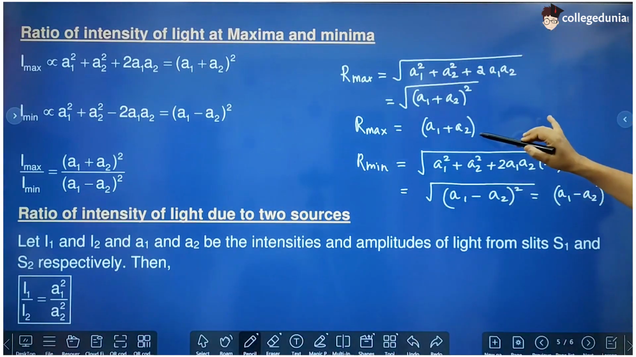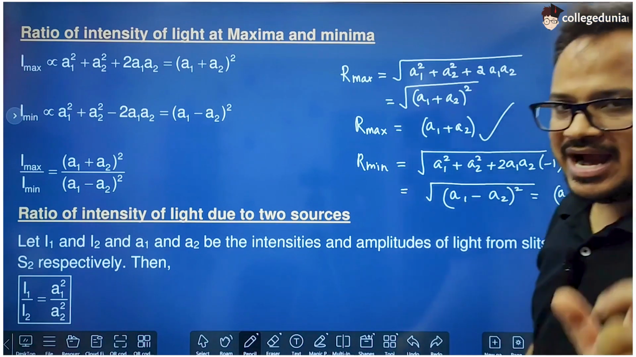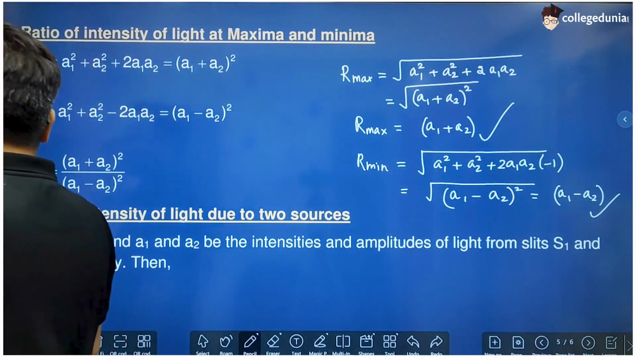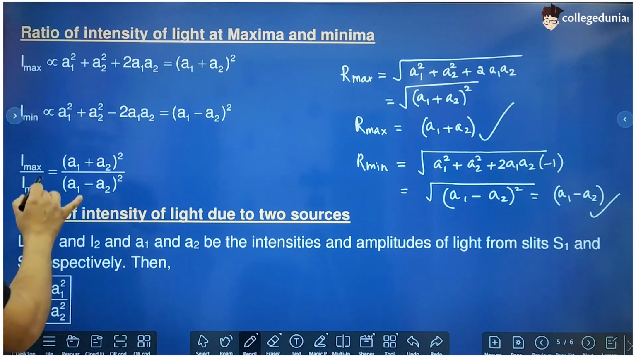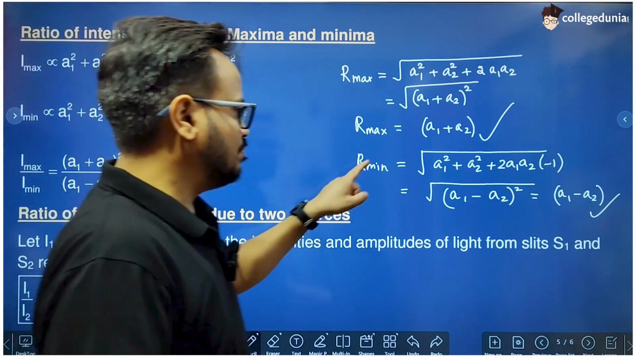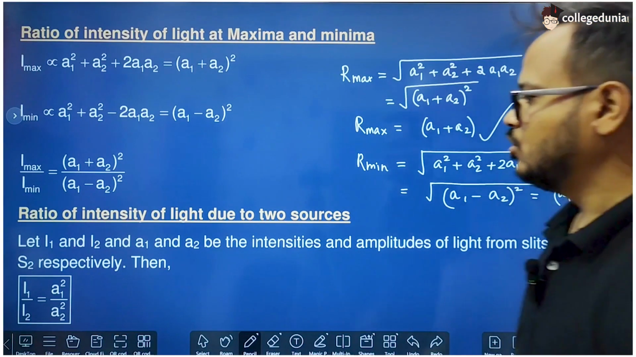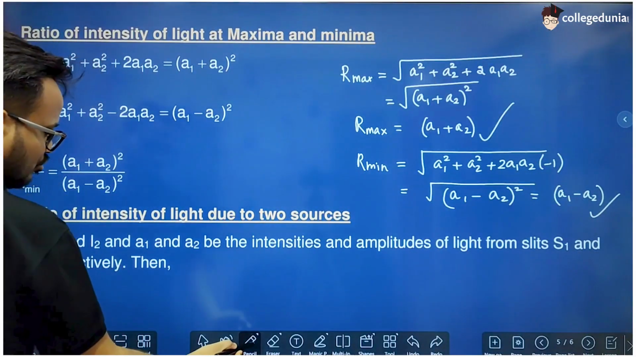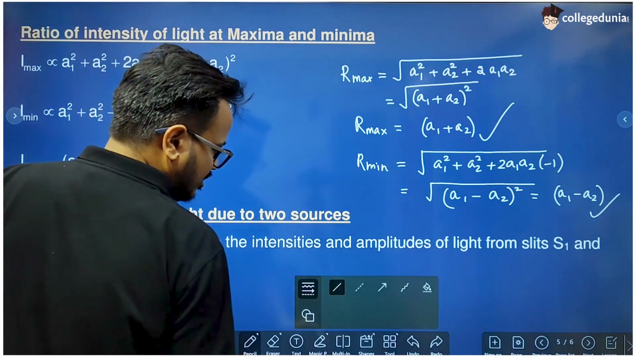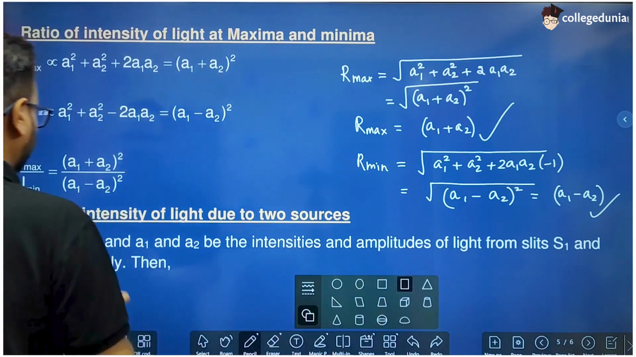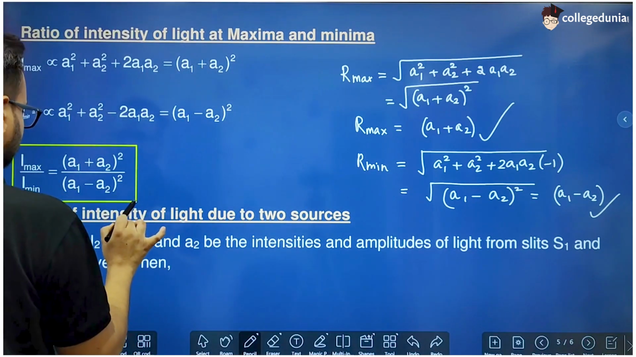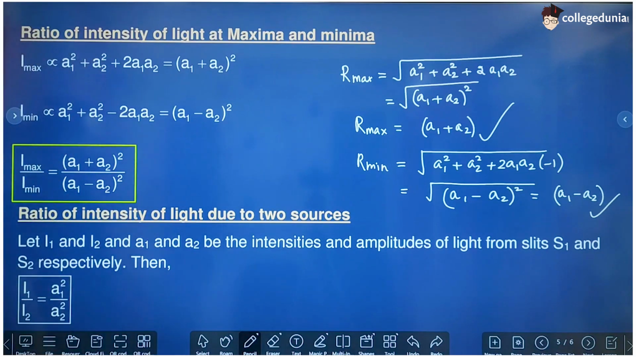So this is R max, maximum amplitude, and this is the minimum amplitude, and intensity is directly proportional to the square of the amplitude. So I max is proportional to the square of this, and I min is proportional to the square of this. So this is again a very important result in Young's double slit experiment. Right?